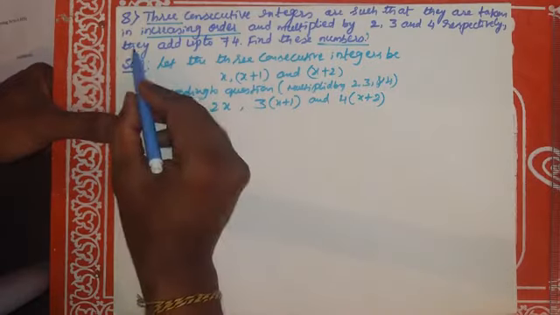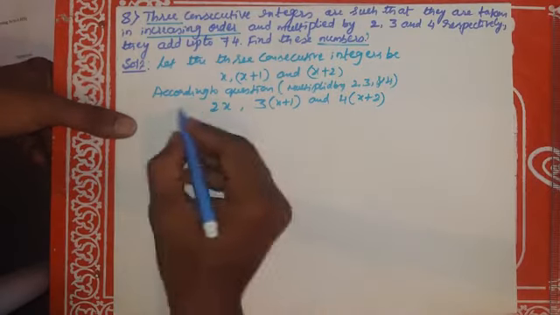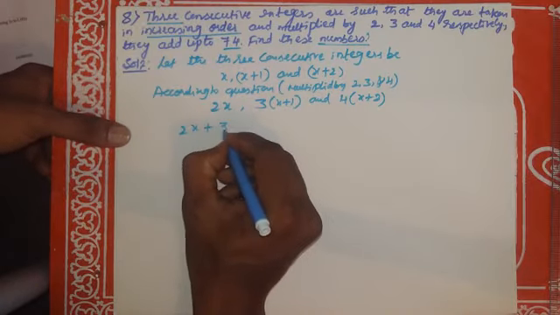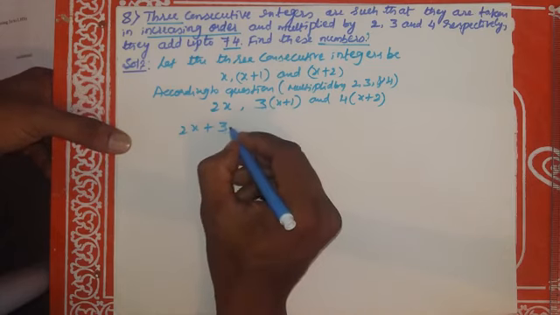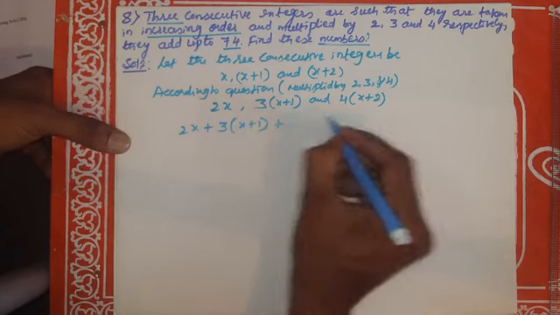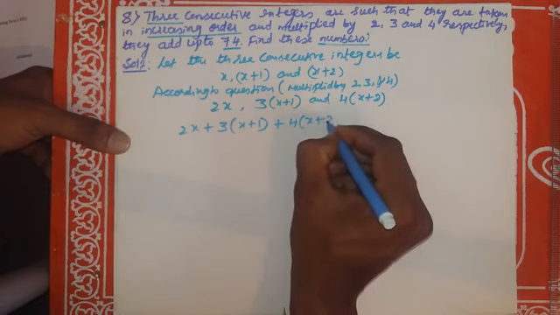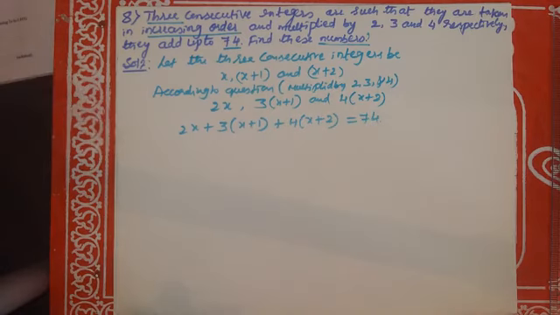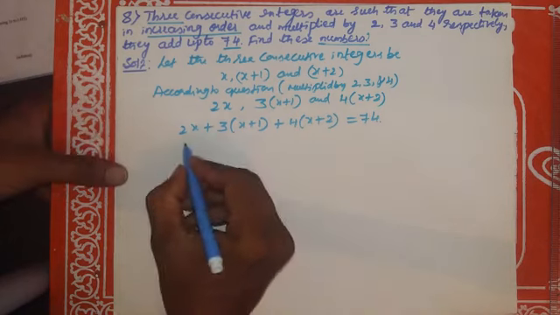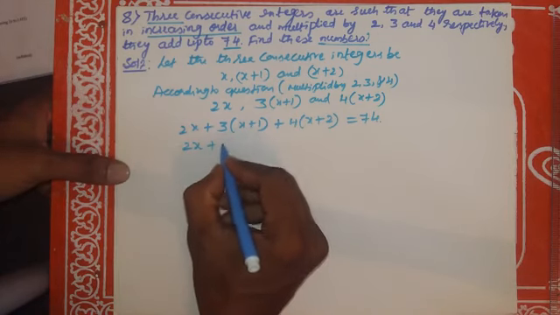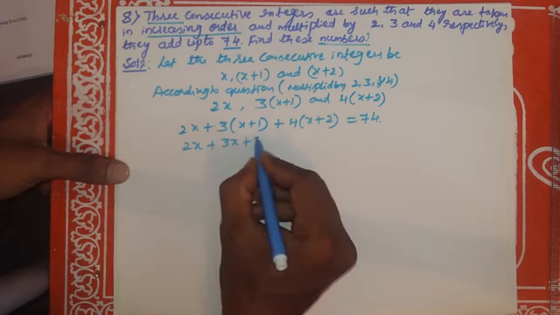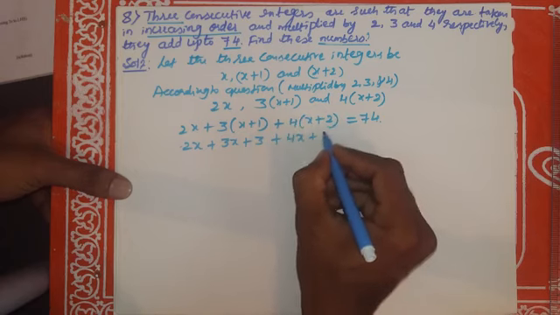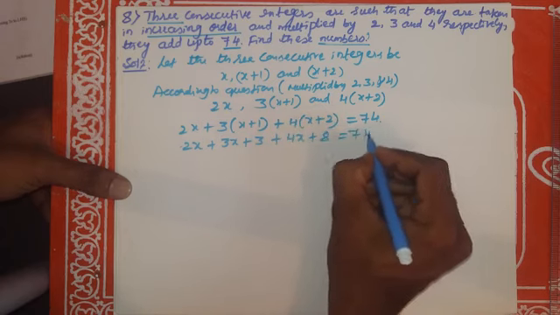Okay, now let us see. Now what we have to do? They add up to 74. We should add these three. Okay, they add up to how much? 74. 2x plus 3 into x plus 1 plus 4 into x plus 2, which is equal to 74. Add up to 74, right? 2x plus 3 into x, 3x, plus 3 ones are 3, plus 4 into x, 4x, plus 4 twos are 8, is equal to 74.